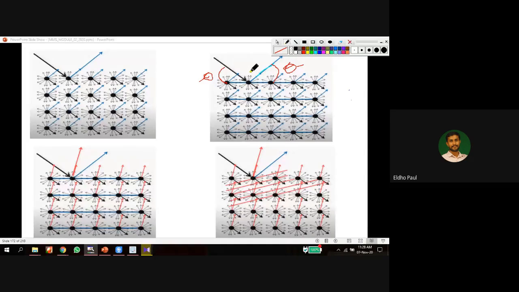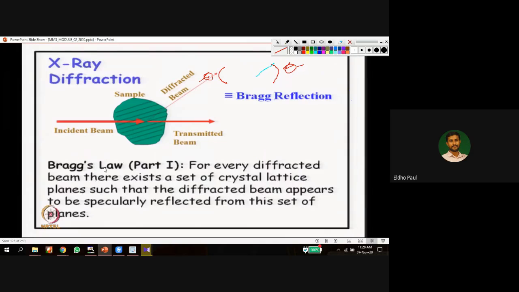What is reflection? When light strikes a mirror, it is reflected at the same angle. So that is reflection. So friends, this is the first part of Bragg's law. Bragg concluded that diffraction can be considered as a reflection.